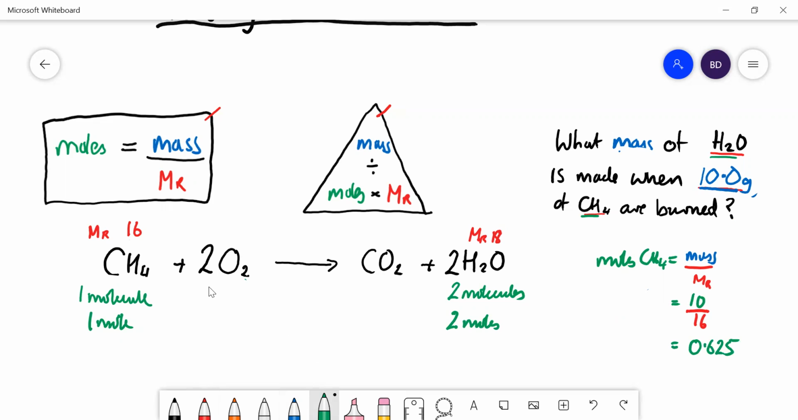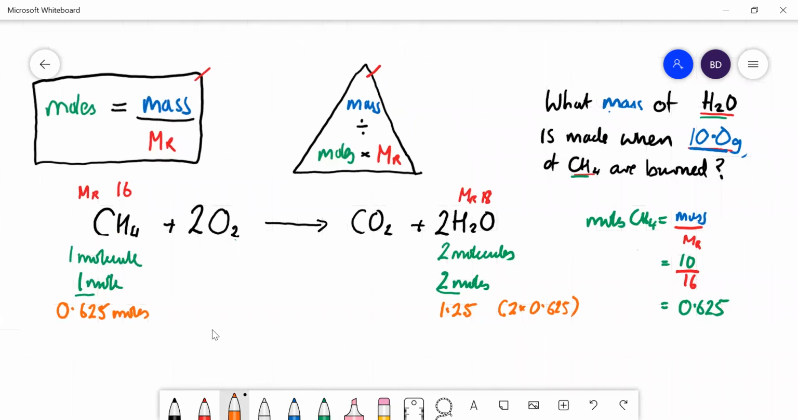So I'll go back to the equation now. We said 1 mole of methane gives us 2 moles of water. So in that case, if we have 0.625 moles of methane, we are going to get double that, 1.25, so that's 2 times 0.625 moles of water. And now we need to convert that number of moles, because if you look at the question, it doesn't ask us the moles of water, it asks us what mass of water is produced.